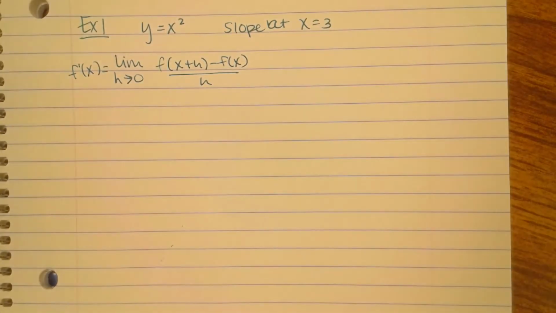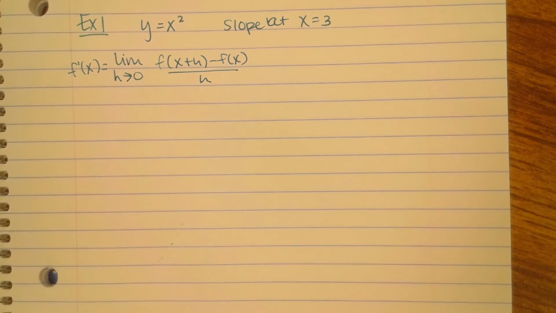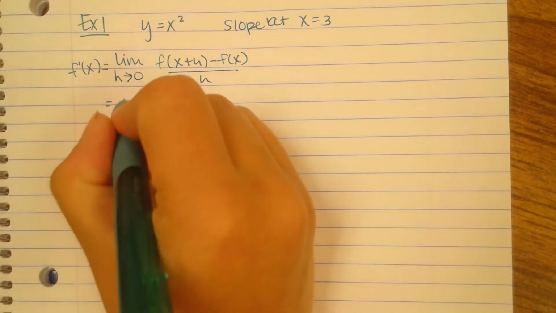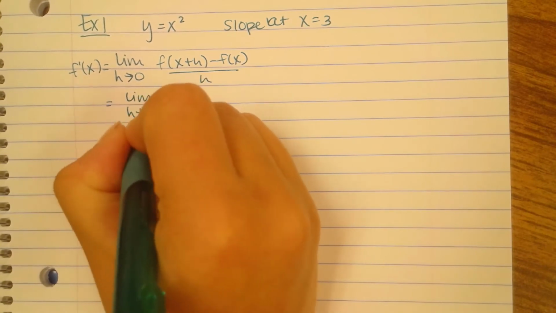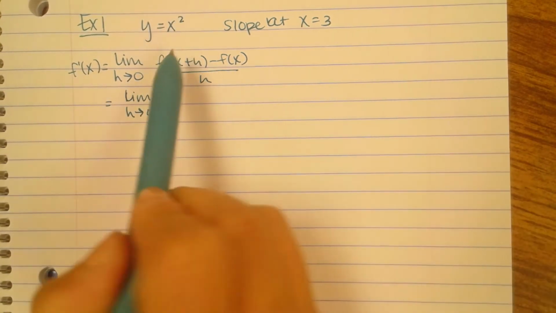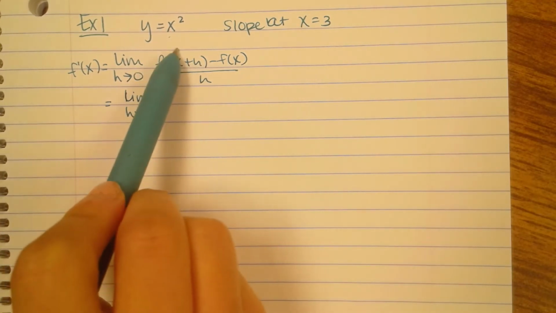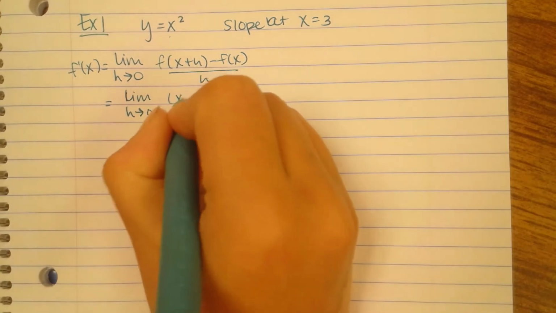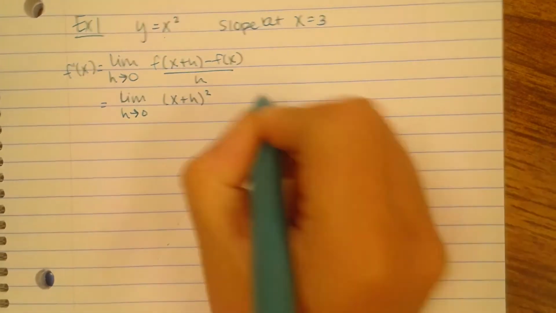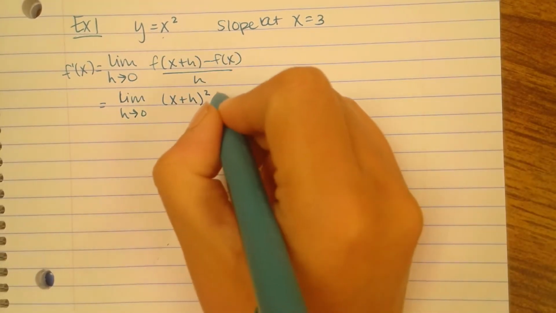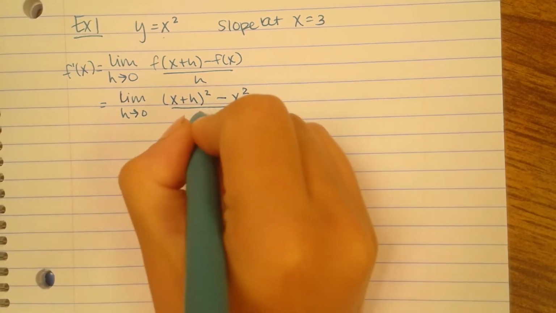Which again we just defined as, for lack of a better term, derivative of the slope. So coming from and derived from that, our function that we have in question here is x squared. So if I was finding the function at x plus h, I would evaluate the function at x plus h. So I would get x plus h quantity squared minus our function f of x, which is just x squared, over h.